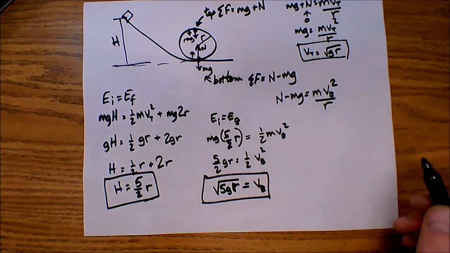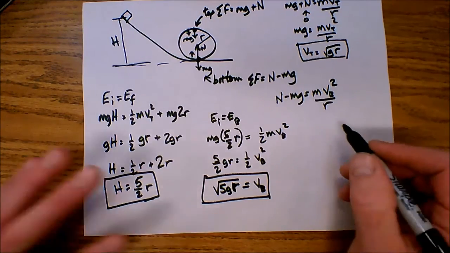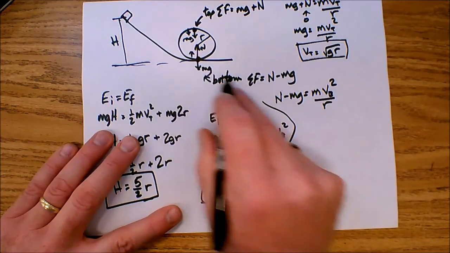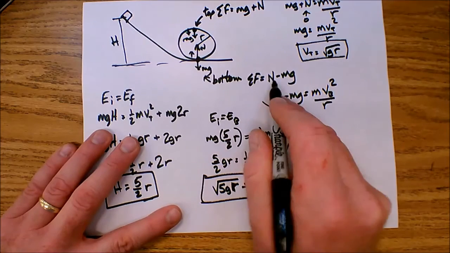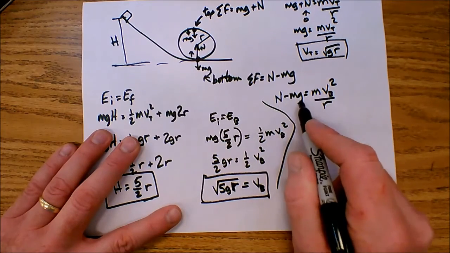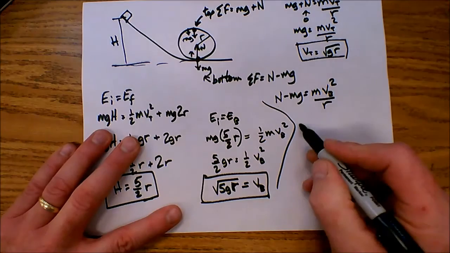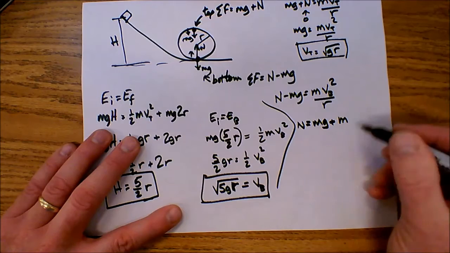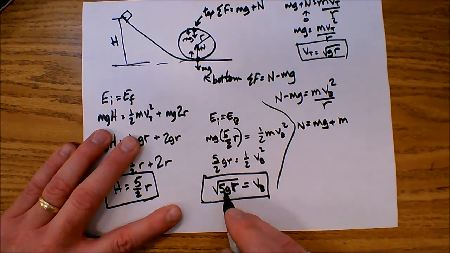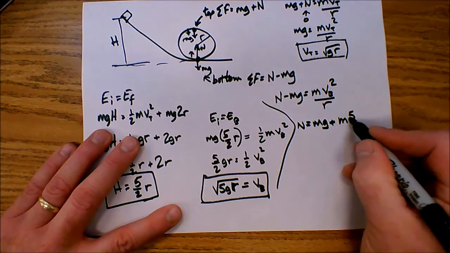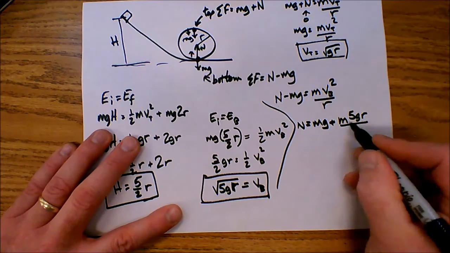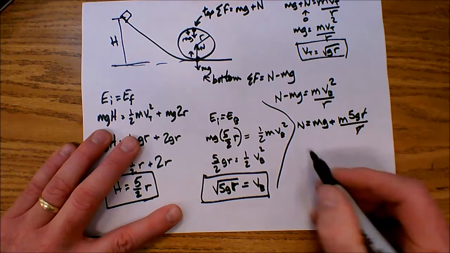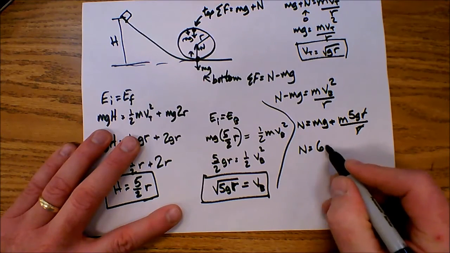Now suppose a question said, what is the normal force at the bottom? Well, at the bottom, the net force is normal minus mg. So normal minus mg equals m v_bottom squared over r. So normal will equal mg plus m v_bottom squared over r. I square the square root, which gets rid of it, so I've got 5gr over r. Notice the r's will cancel. What I've got is mg plus 5mg. So the normal force at the bottom is going to be 6mg.